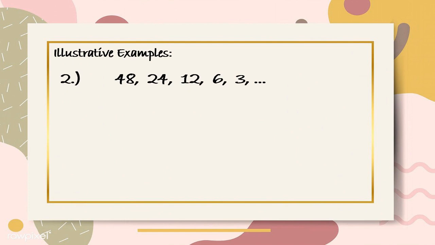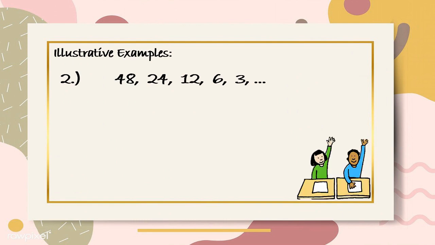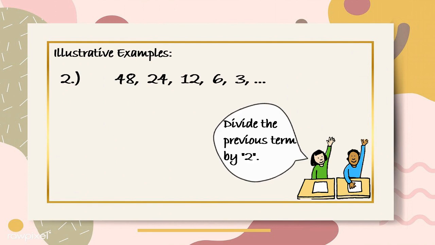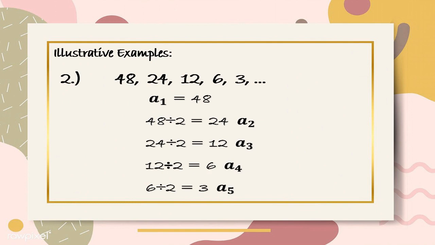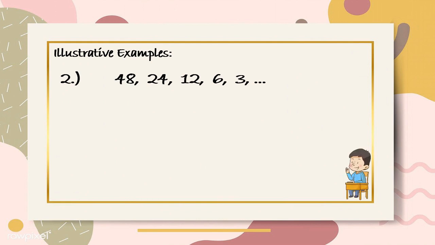Another example, 48, 24, 12, 6, and 3. Can you identify the pattern? Very good. To get the next term, you have to divide the previous term by 2. So 48 divided by 2 is equal to 24. 24 divided by 2 is equal to 12. 12 divided by 2 is equal to 6. 6 divided by 2 is equal to 3. What do you think is the next term?